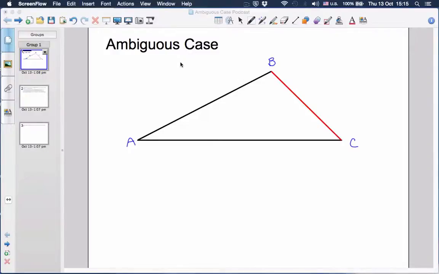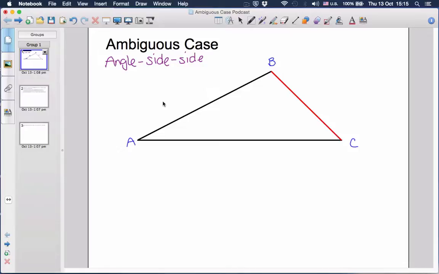The ambiguous case. Okay, so we talked about it in class. This happens when you're given information, going around the triangle. If the information given is angle, side, side, then the ambiguous case could happen.